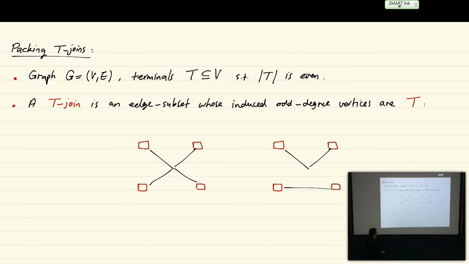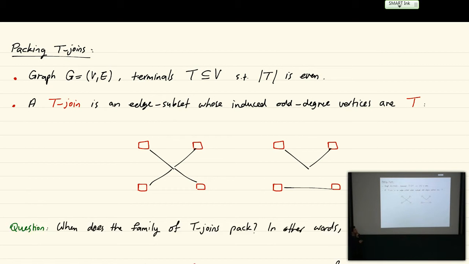And that's another T-joint. So T-joints don't really have to be connected. So this is another T-joint, as you can check for yourself. Right. And the question is, when does the family of T-joints pack?